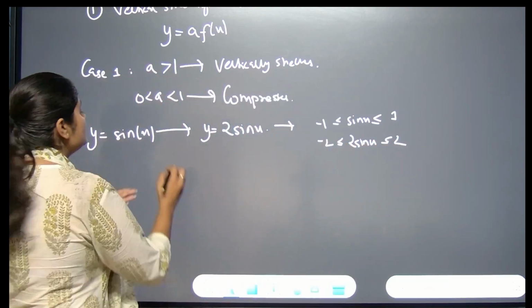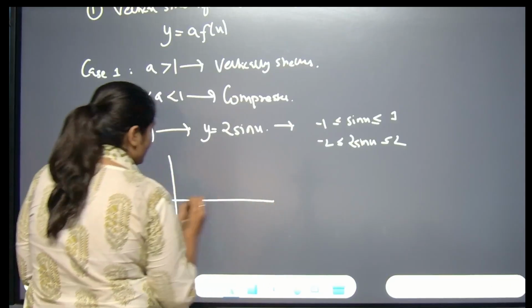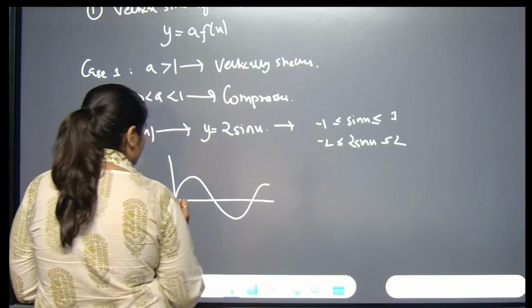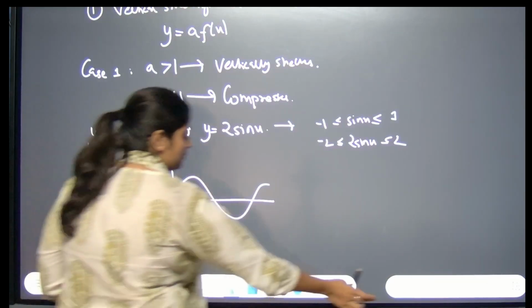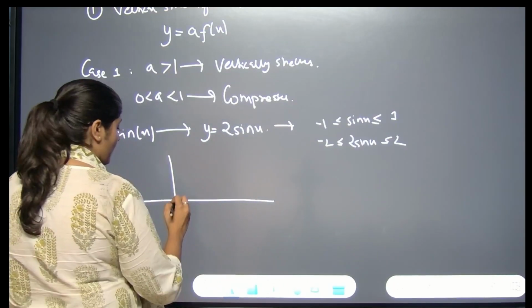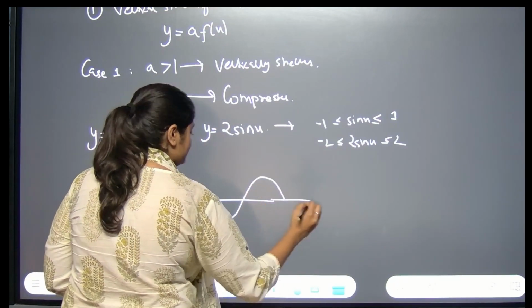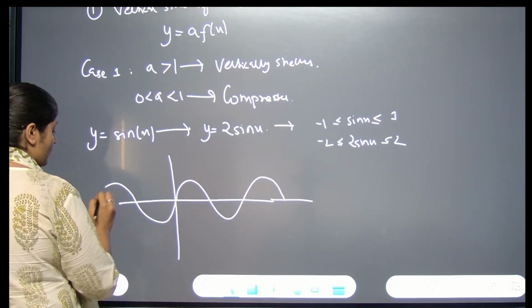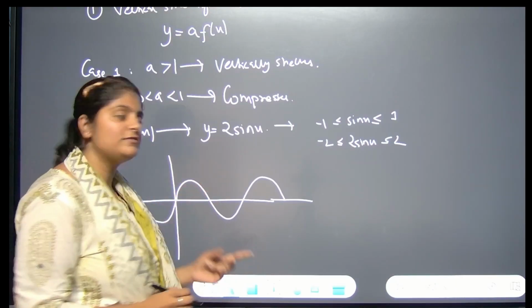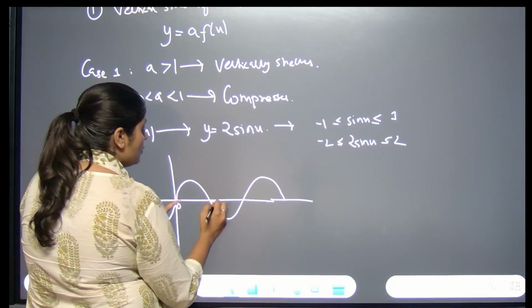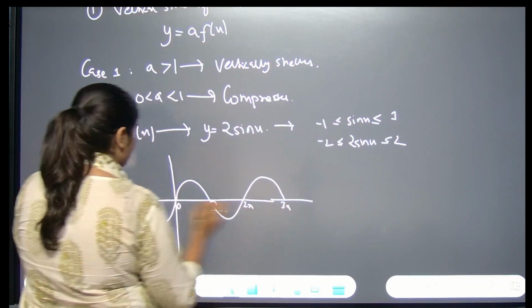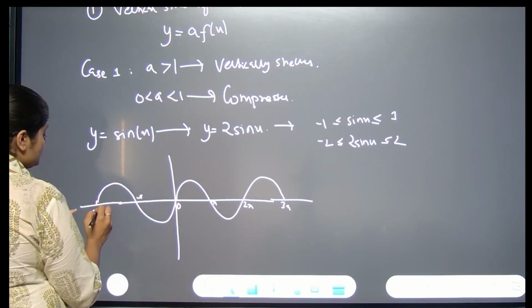So first we will draw the original graph. The original graph of sin x would be this. This is the original graph of sin x. These are the points 0, pi, 2 pi, 3 pi, minus pi, minus 2 pi.